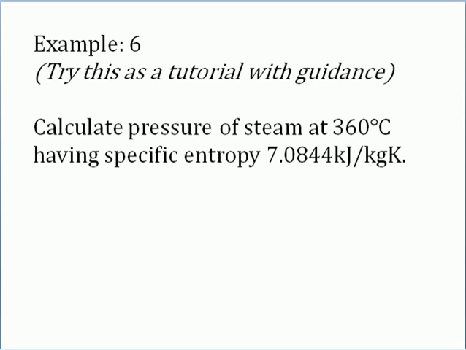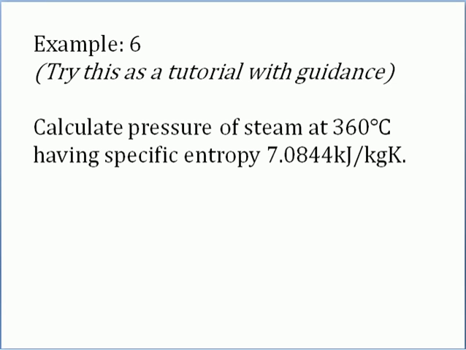Calculate pressure of steam at 360 degrees Celsius having specific entropy 7.0844 kilojoules per kg Kelvin. So far we have seen so many examples in which pressure and temperature terms are given, and what we have to find out is specific entropy or specific enthalpy. But in this case, the specific entropy is given, and what we have to find out is pressure. As usual, we can use the same interpolation method.